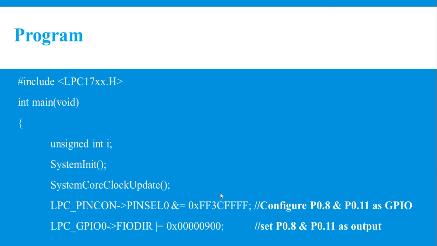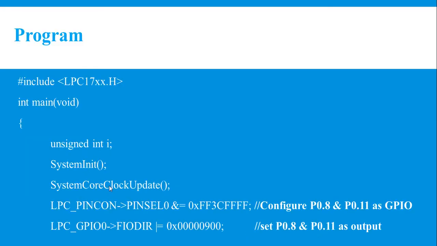Now we'll look into the program. You have to include a header file, #include <lpc17xx.h>, because all the registers we earlier discussed correspond to this header file. Then we are initializing the main program. Then you need to mandatorily include two functions after declaring the variables, that is SystemInit and SystemCoreClockUpdate. These two are standard functions corresponding to CMSIS, the Cortex Microcontroller Software Interface Standard. These two functions are necessary to update the clock value.